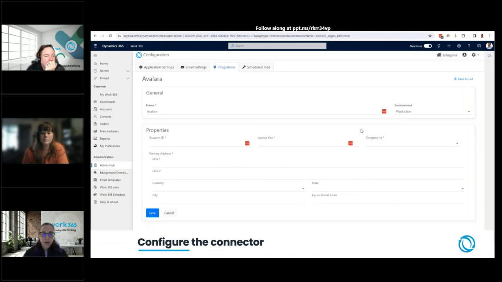And then from here, you want to follow the documentation instructions, of course, that we'll provide you, but you'll fill out some information related to your Avalara account, your company information, hit save, and your connection is successful. I'll move on to the next slide.